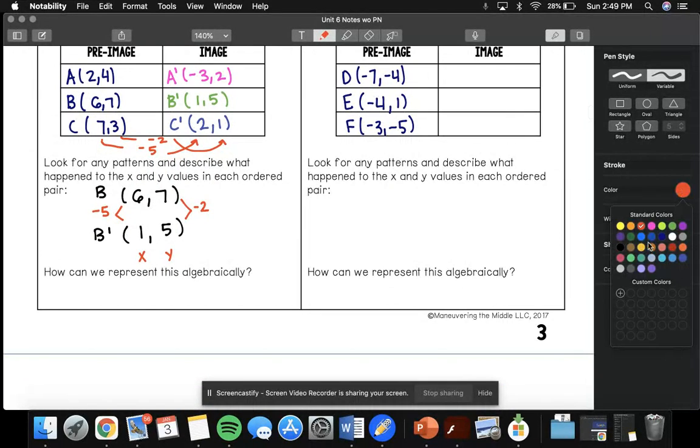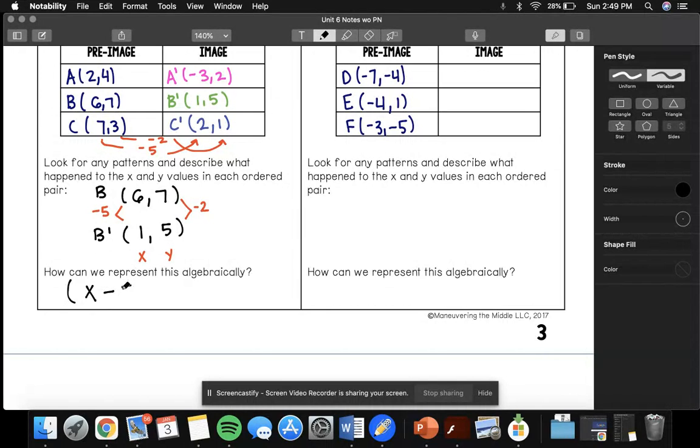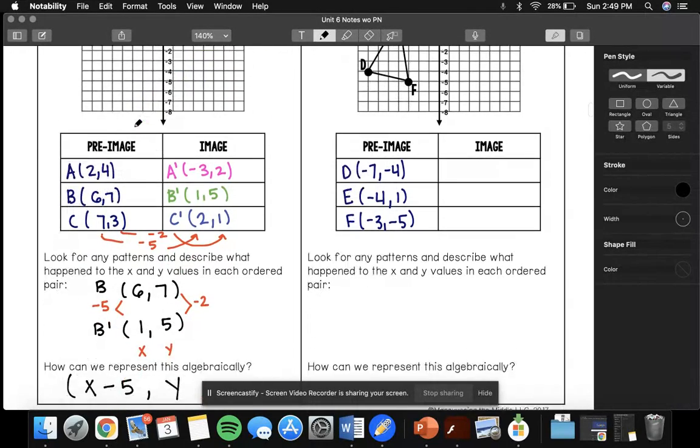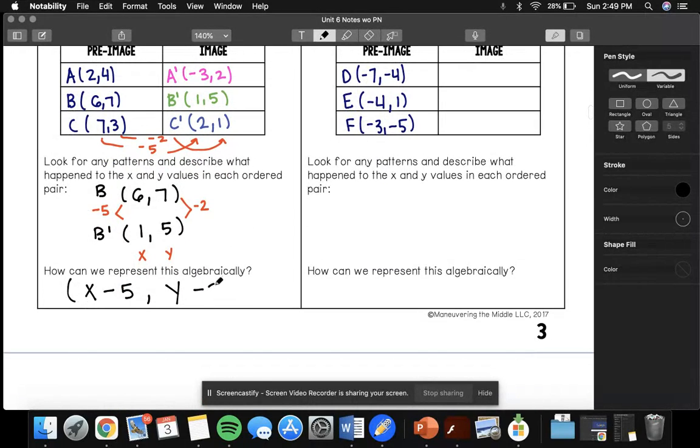So a way to write this algebraically, which is something new, is we take our original coordinate, x, and we need to go to the left 5. So to go left 5, we need to go back 5. So we're going to subtract 5. Okay. Then we have our y-coordinates. And to get to our new transformed picture, we have to go down 2. And the picture shows us that we have to actually go down 2. So to show down 2, we're going to subtract 2. Okay.